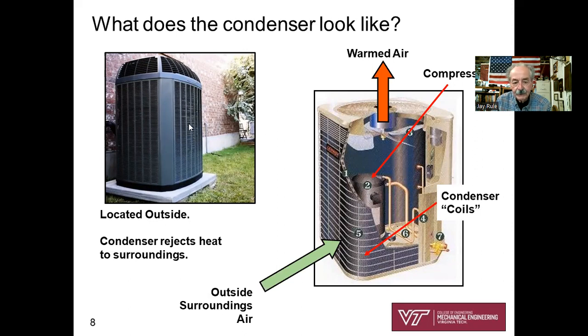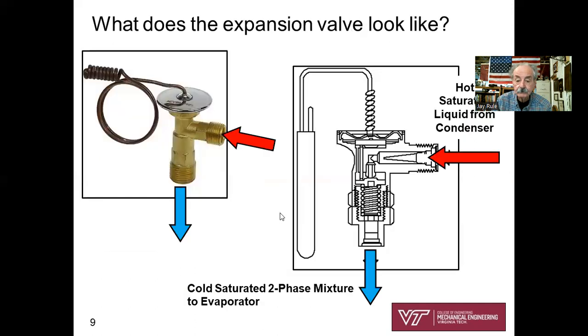The condenser is what you see through the louvers of this unit. It's a bunch of finned tubes called condenser coils, and that's where the hot, high pressure refrigerant is condensed by rejecting heat to the surroundings. A fan pulls the outside air across those coils, pulls it up through the fan, and then the warm air is discharged back to the surroundings in the upwards direction. That's what the condenser looks like.